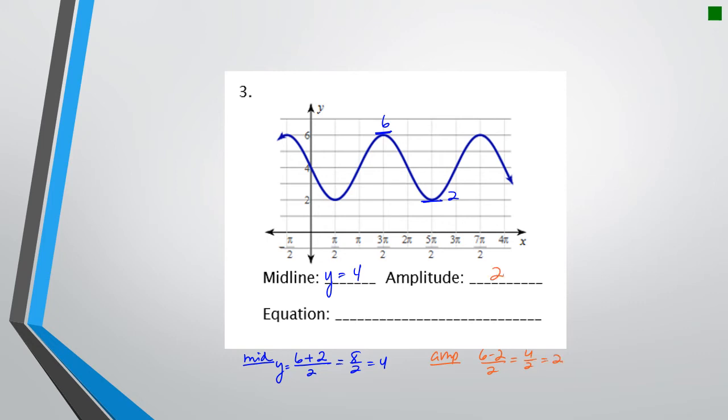And then again, we should check to see if it is reflected. This one is reflected. If you take a look here, this is our starting point where x is 0. Usually the graph goes up first and then down, and this graph goes down first. So this is reflected. So then this gives us our k value, our a value, and then this tells me a should be negative. So my final equation would be -2 sine x and then +4 for the midline.